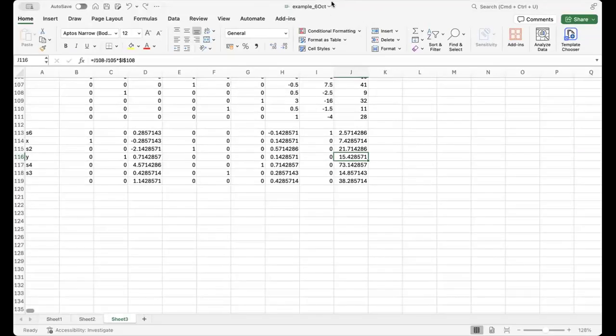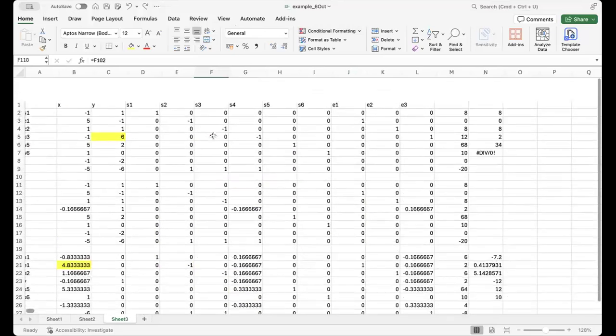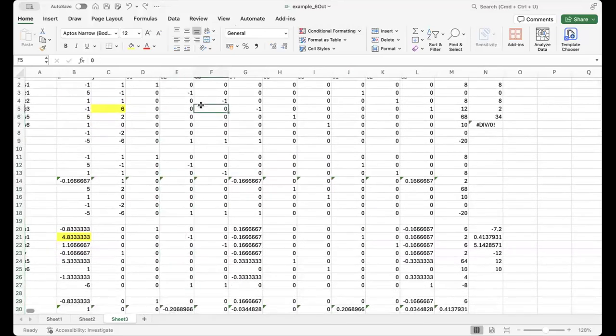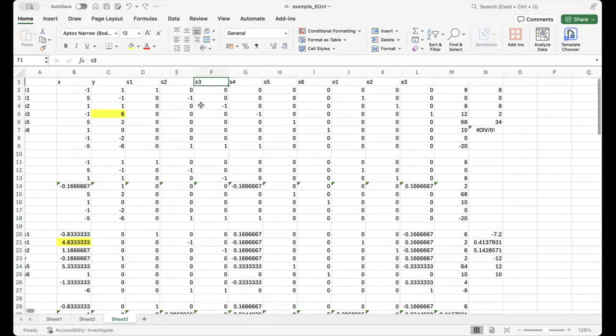Try to do it by yourself. Which step? The first step. Then we write the objective function W. How to write W?